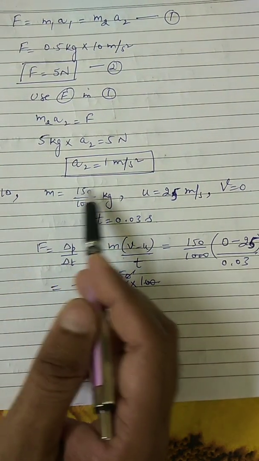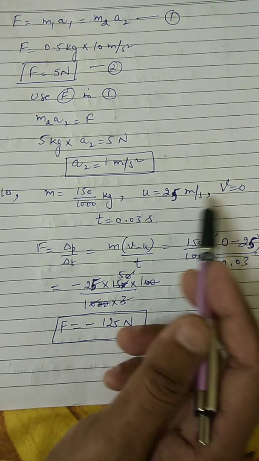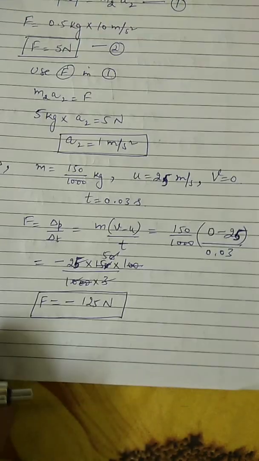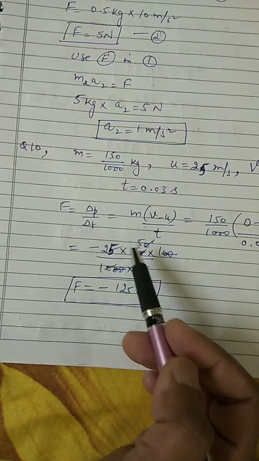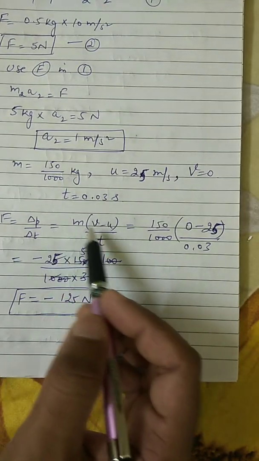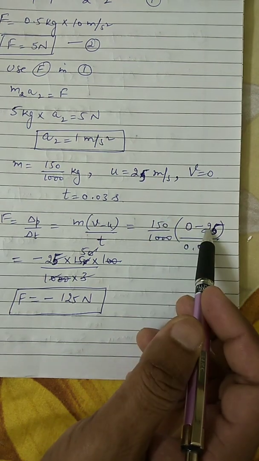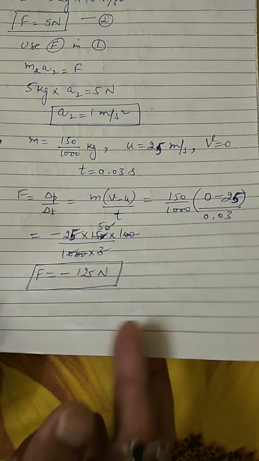Question 10, mass is 150 gram, converted into kg. U is 25 meter per second. V is 0, time is 0.03 second. Now force we have to find, force is equal to delta P upon delta T according to second law of motion. Now delta P is m into v minus u, upon T. Substitute the values, you will get the answer. Force is equal to minus 125 Newton. Negative is for retarding force.